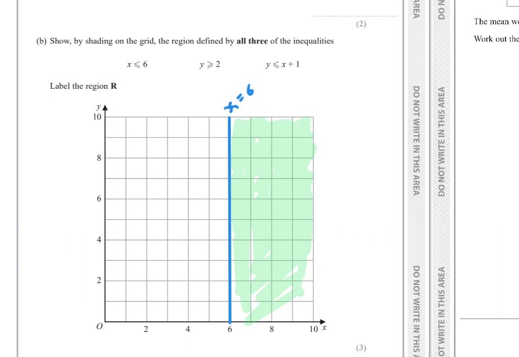We can do the same for the second inequality, y more than or equal to 2. So we need to draw the line y equals 2, a horizontal line, intersecting the y-axis at 2. So this is our line, y equals 2. Since y is more than or equal to 2, we need the region above the line. So shade the region below the line if you shade the unwanted region, as we did before.